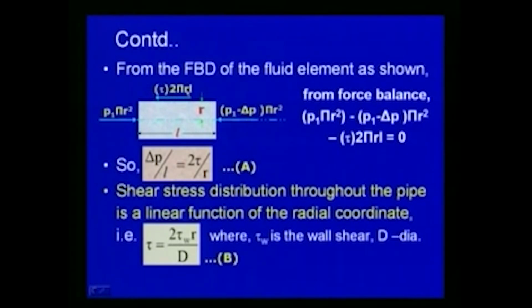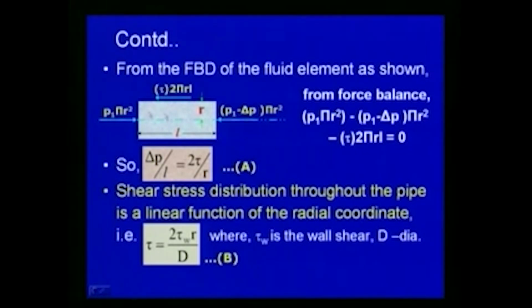So, tau into 2 pi r l is the shear force acting in the opposite direction, where tau is the shear stress. So, the pressure force and the shear force you can see. From the free body diagram of the fluid element, from the force balance, we consider the flow as steady state and laminar.